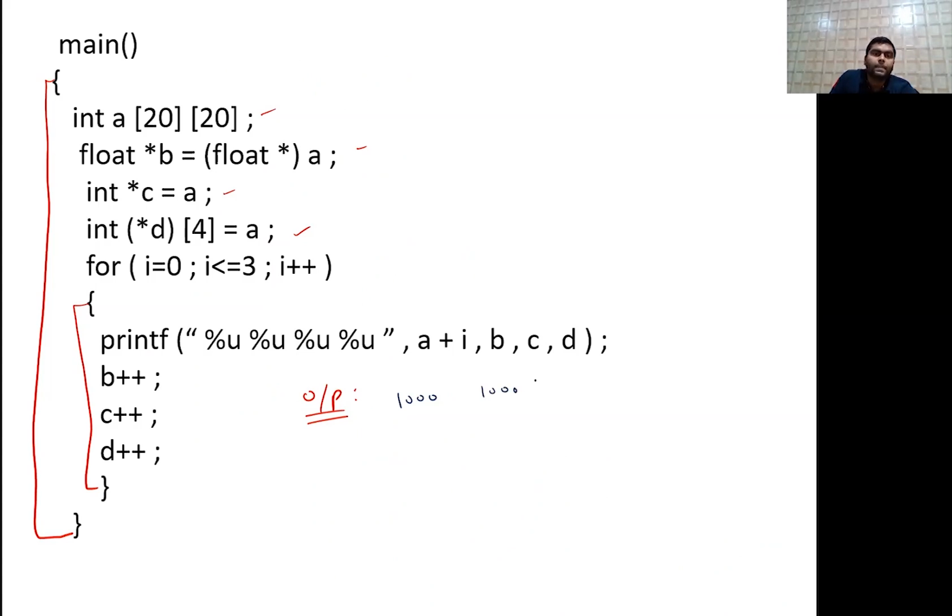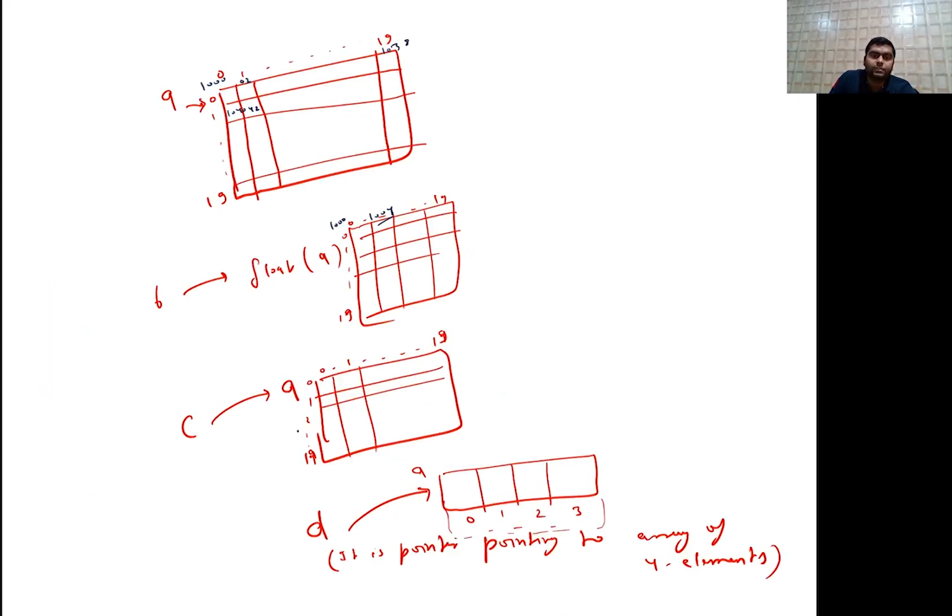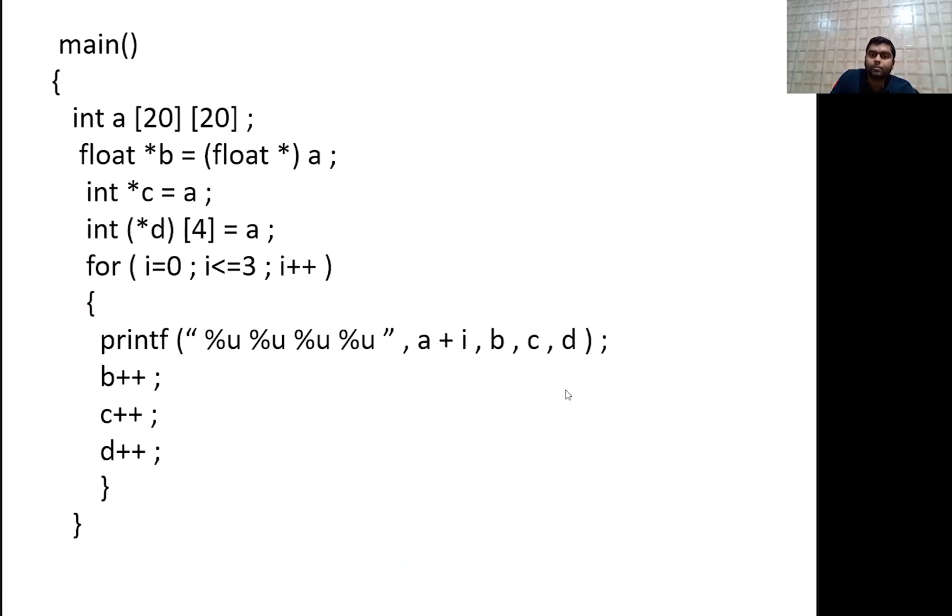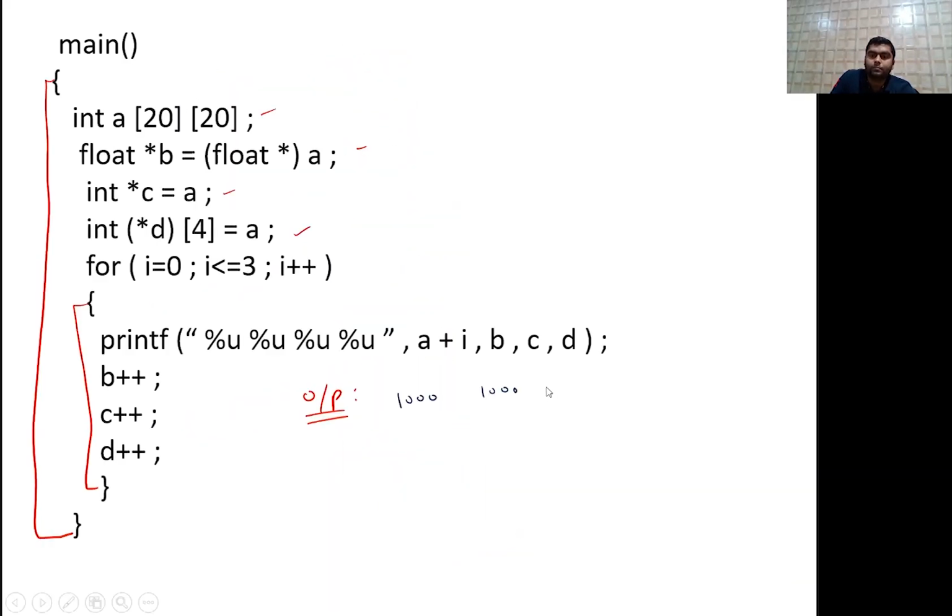What is C? C is pointing to A. C is a pointer pointing to A. So this is the same. C is a pointer pointing to A. So it is 1000. So now this will also print 1000. Observe carefully. So it is 1000.